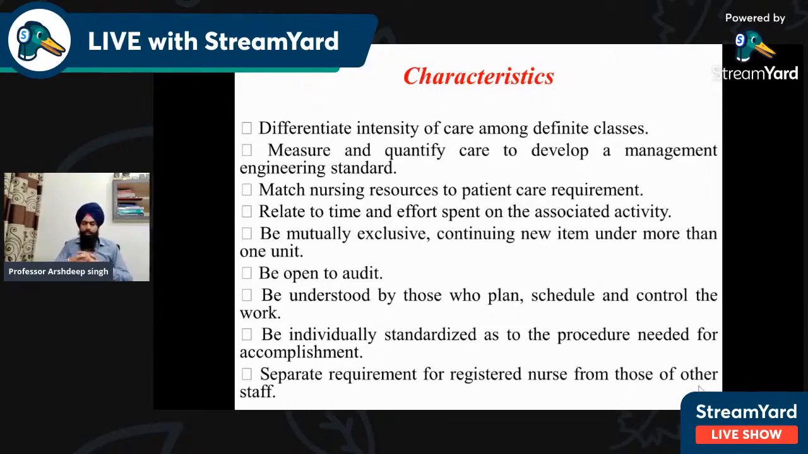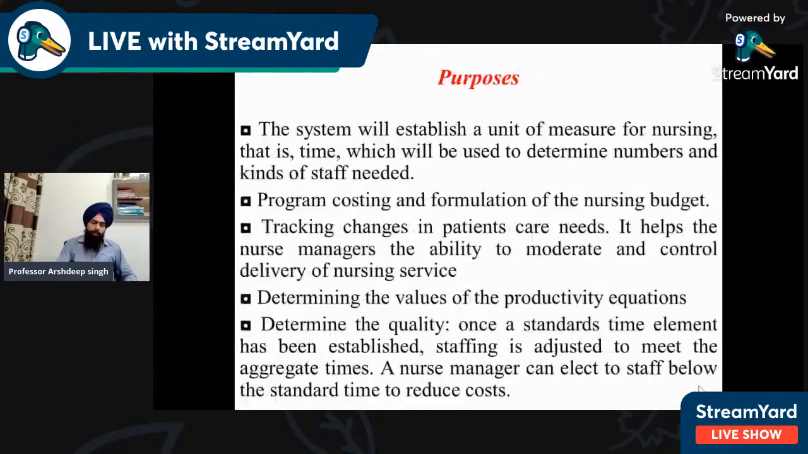Last one is the separate requirement for registered nurses from those of the other staff. Or it is about the organization of the staff in an organization. Okay, so a separate requirement for the registered nurse from those of the other staff is required. Okay. Next is about the purposes.